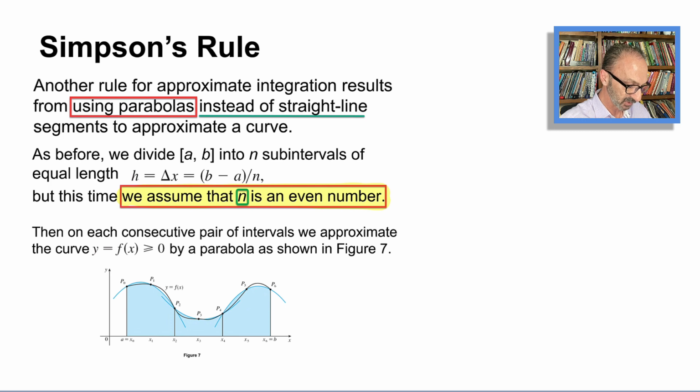Simpson's rule. What's Simpson's rule? Simpson's rule uses parabolas, as you could see. Another rule for approximating integrals results from using parabolas instead of straight lines. The one thing that you need to keep in mind, which is highlighted in yellow, is we assume that n is an even number, only even numbers.